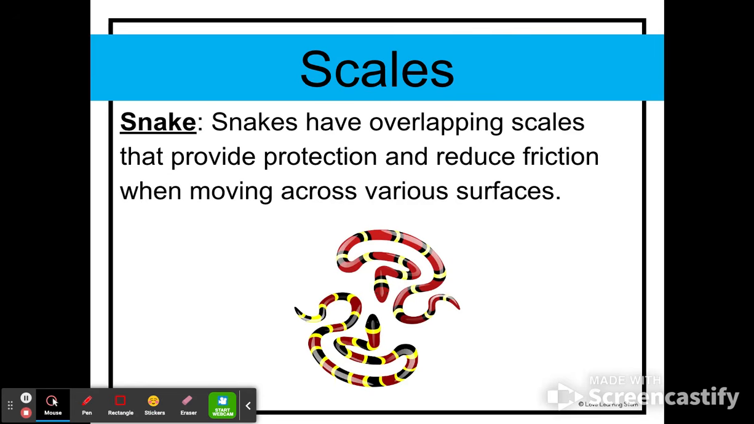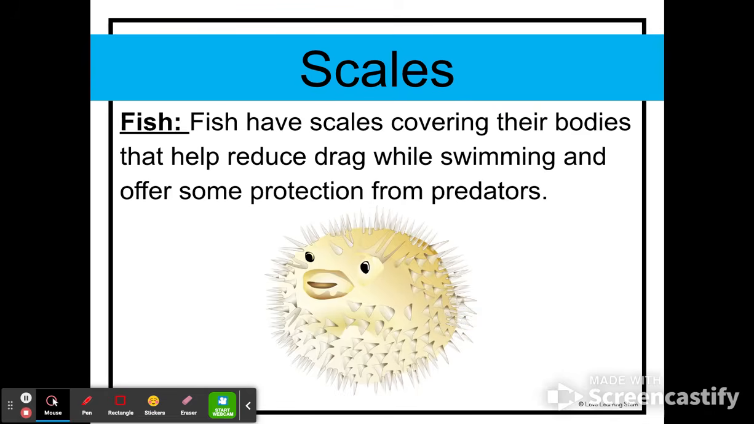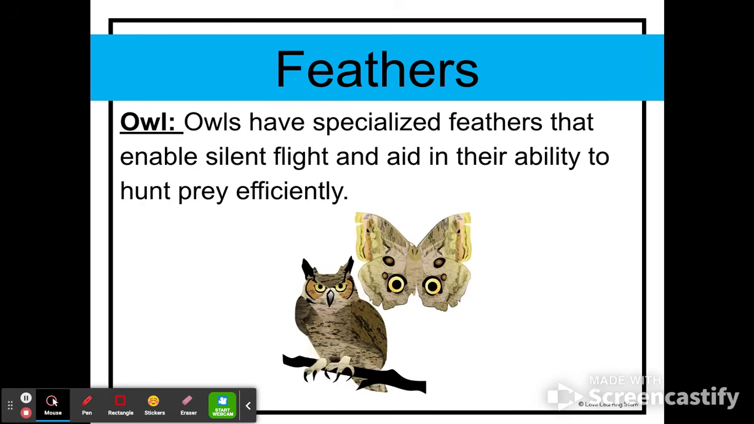Another external structure that you see on animals, and snakes especially, are their scales. They provide protection and reduce friction when they move across various surfaces. Fish also have scales covering their bodies to help reduce drag while swimming and help protect from predators.